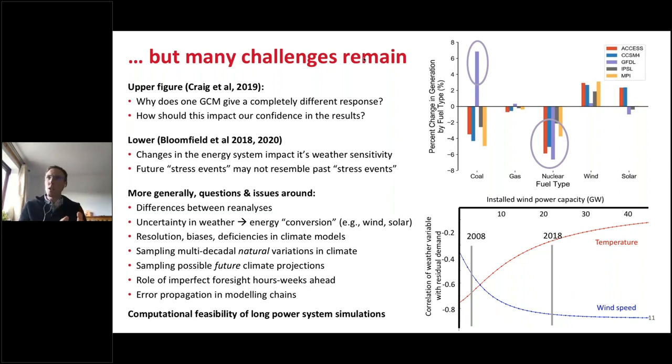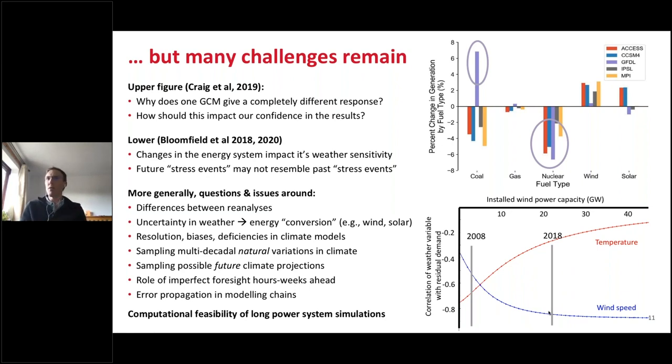The point is, as we're changing the power system, we also change its weather sensitivity. The bottom plot shows the correlation between residual demand in the UK versus the amount of wind power capacity we've built. In 2008, we had very little wind power capacity built, and essentially the dominant response was down to temperature. If it was cold, we had more demand in winter. Now we've built more wind, basically we don't care that much about temperature anymore. What we really care about is wind speed. So we've changed the weather that we're sensitive to.